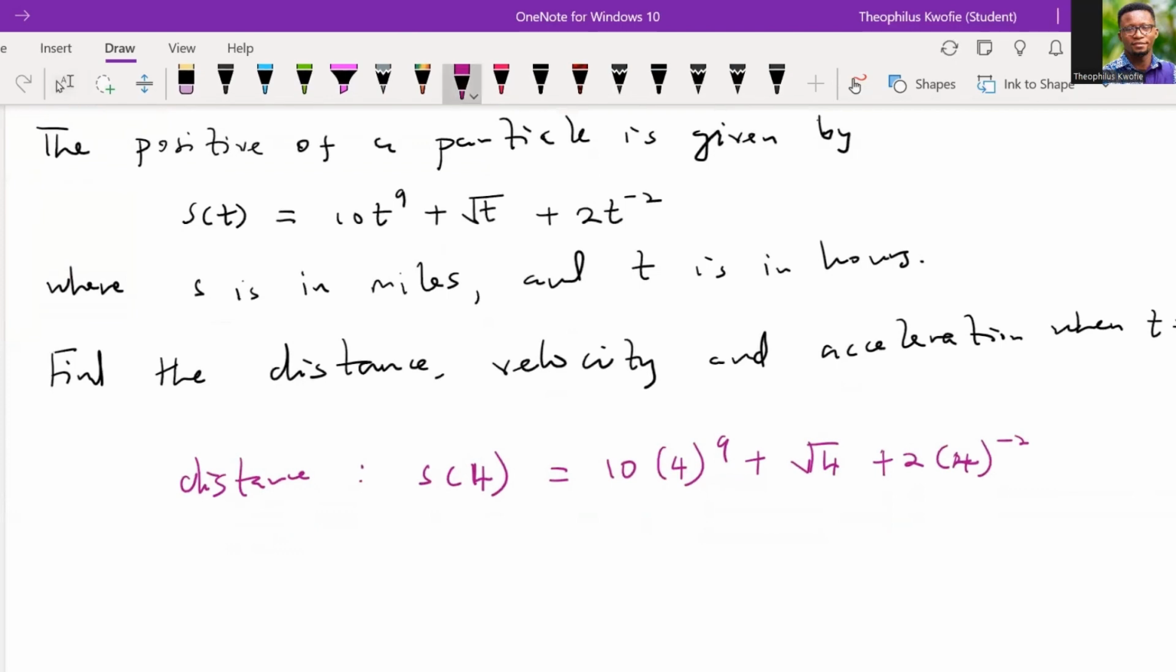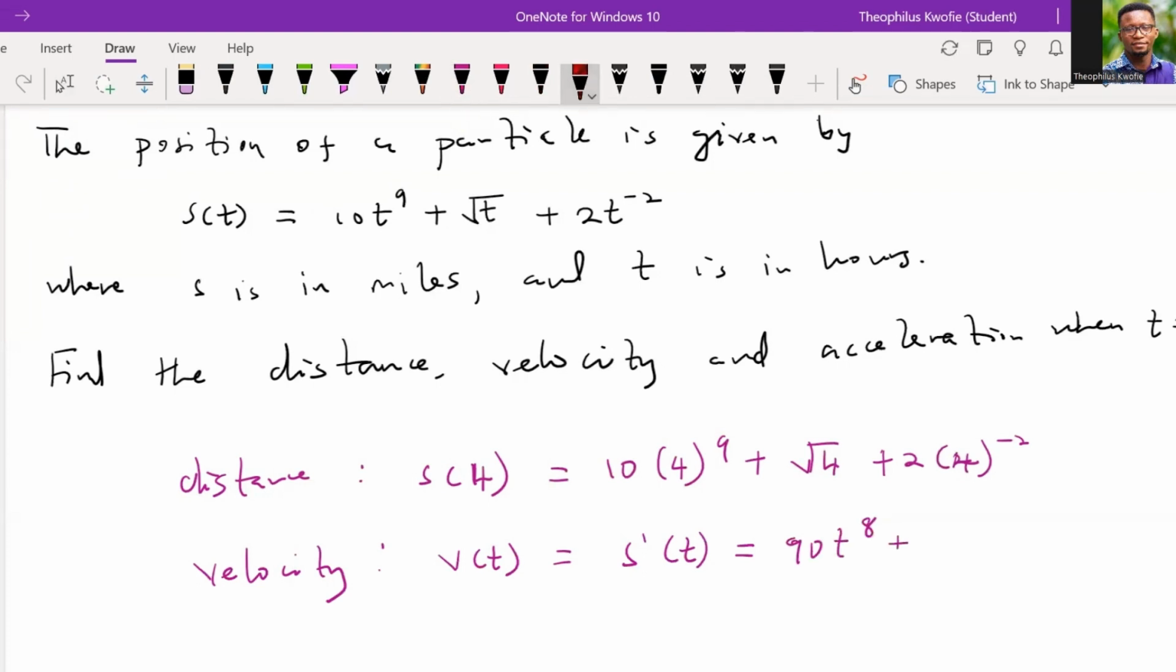So what about the velocity? How do you find the velocity? We said that it is just going to be the first derivative of the position of the particle, right? And what would that be? This has to do with the power rule. So we drop the 9, multiply the 9 by 10, that gives us 90, then we decrease the power by 1. So in that case, we're going to have 90 t to the power 8 plus.